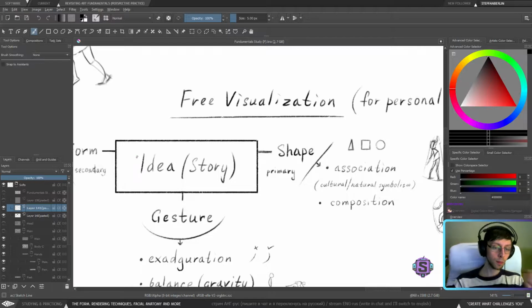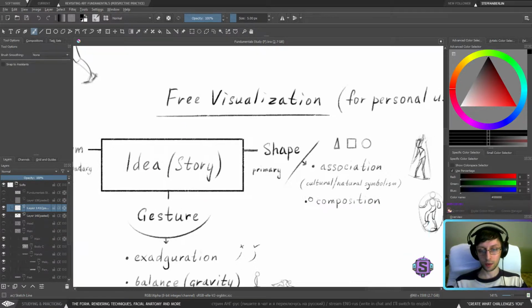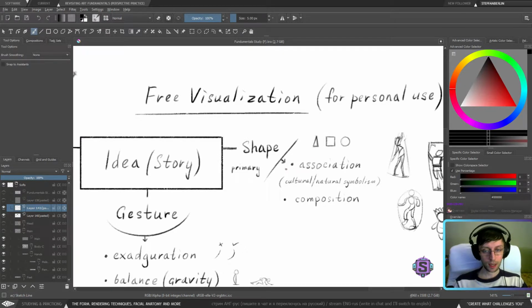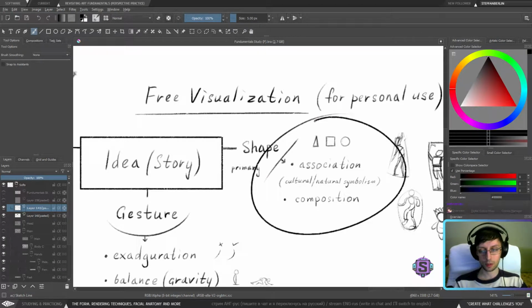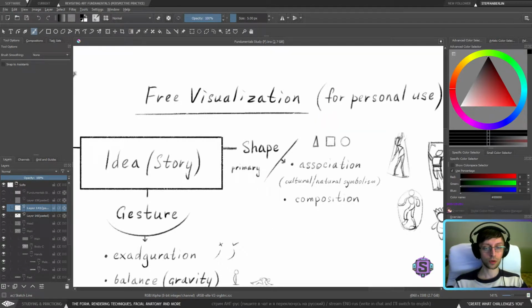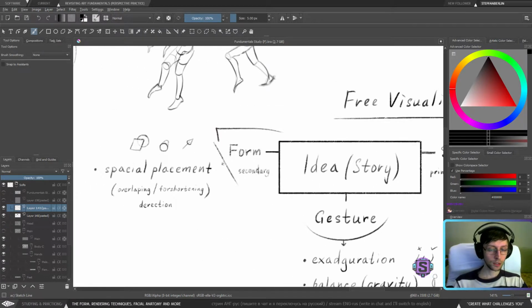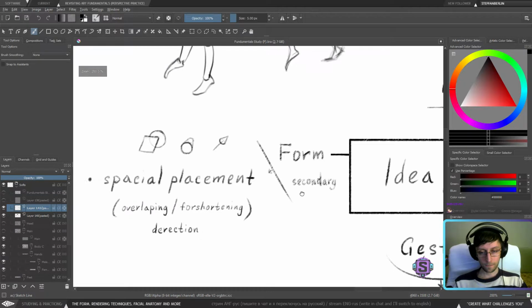So yeah, and basically this is kind of a way for us to work with it. We're just trying to find a way to work with shape, and this is something that is going to be a hard one, because again, it's a primary thing. It has to be controlled pretty well in order for it to work. At the same time, form is something that is much easier.